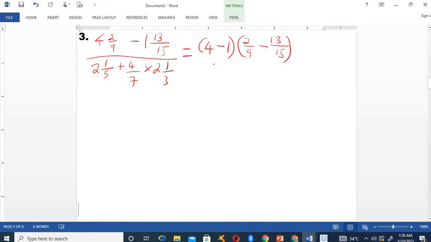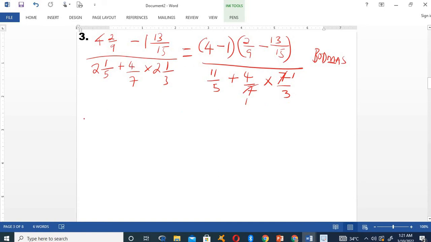Okay. For the denominator, I'm also going to change. Let me change this to improper, and that gives me 11 over 5 plus 4 over 7 times this will be 7 over 3. Okay, remember we'll start with the inboard math. So for the denominator, I'm going to start with multiplication. So this can divide themselves, and now I'm left with 4 over 3.